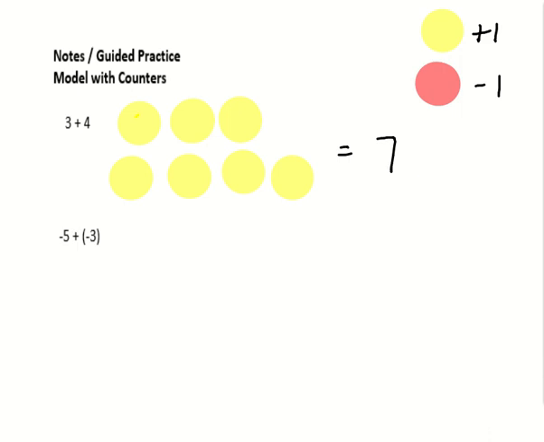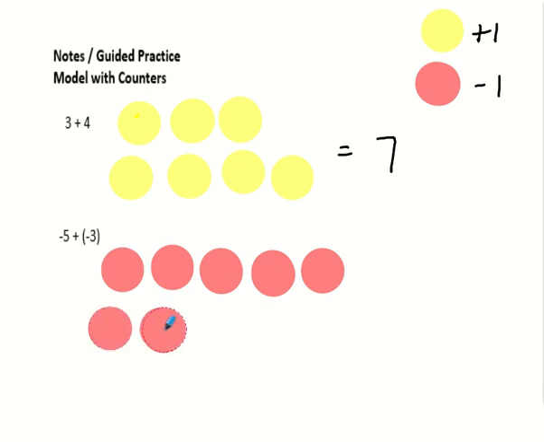Now if we do the same thing on the bottom problem, and now we're looking at negative numbers, I have a -5, so I represent -5 with 1, 2, 3, 4, 5 reds. And then I have plus a -3. My -3 is also represented with red. So I have 1, 2, 3. And then when I add those together, I have 1, 2, 3, 4, 5, 6, 7, 8. So my answer is a -8.